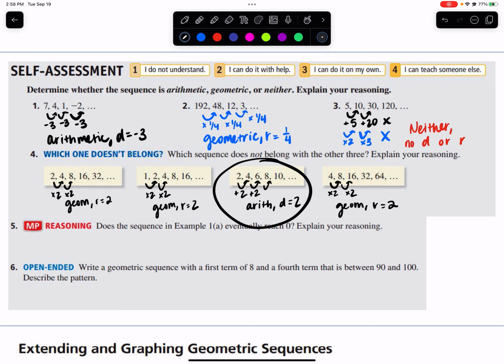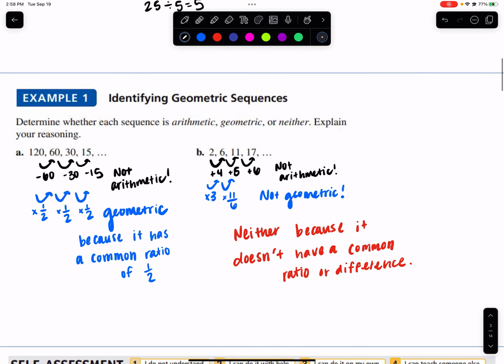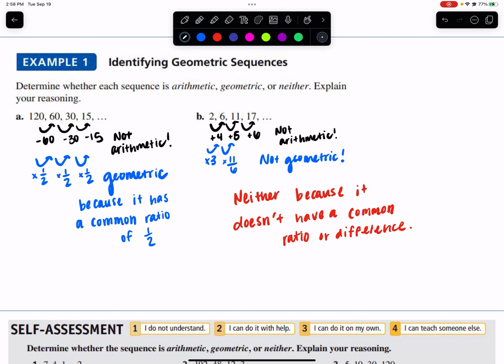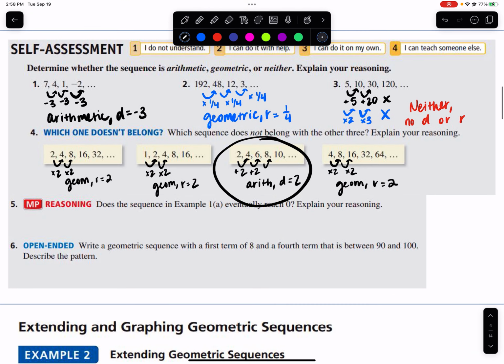All right, number 5. Does the sequence in example 1a eventually reach 0? Explain your reasoning. So 1a, we'll go back up. Would that eventually reach 0? So if I keep multiplying by 1/2, 15 times 1/2 would be 15 over 2, or about 7.5. Then times 1/2 would be 15 over 4, and then times 1/2 is 15 over 8. So it's going to keep getting smaller and smaller.